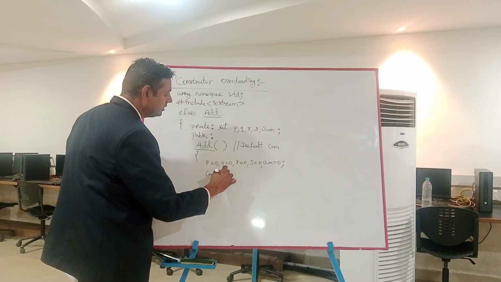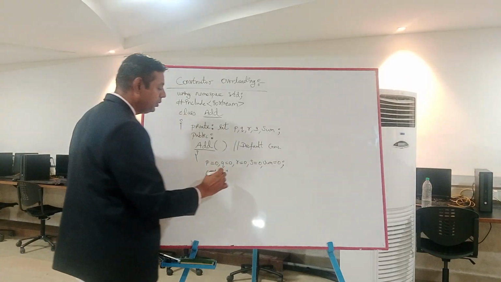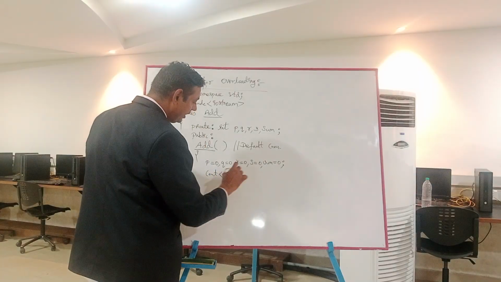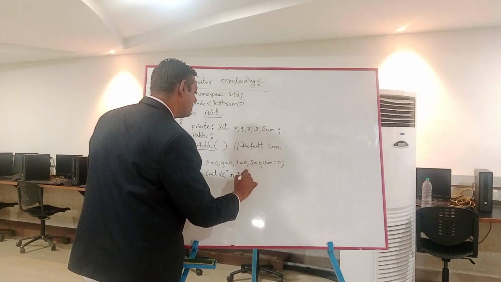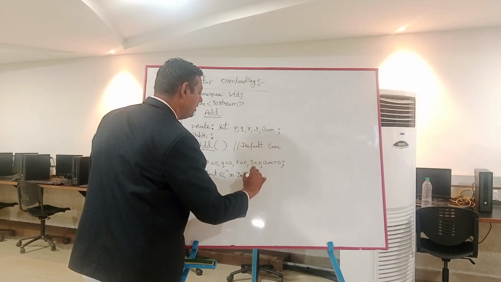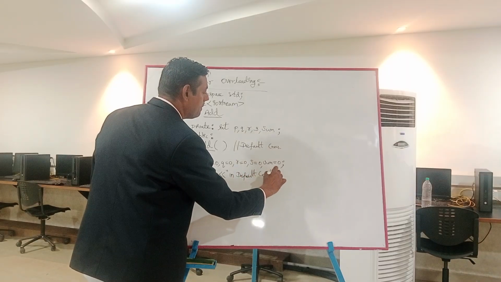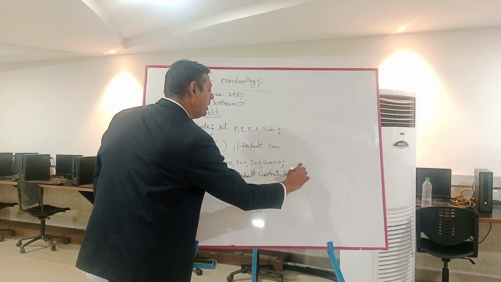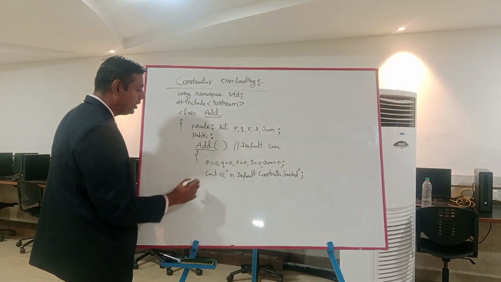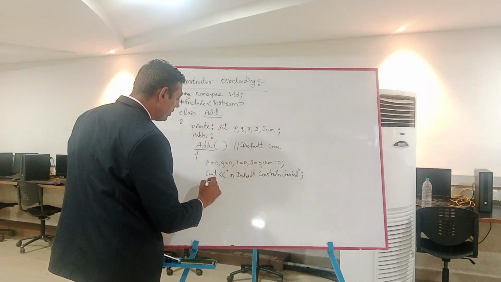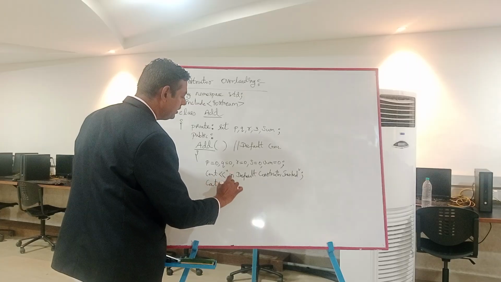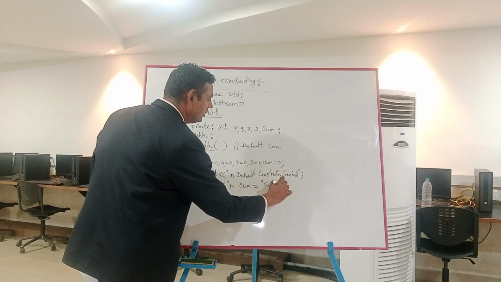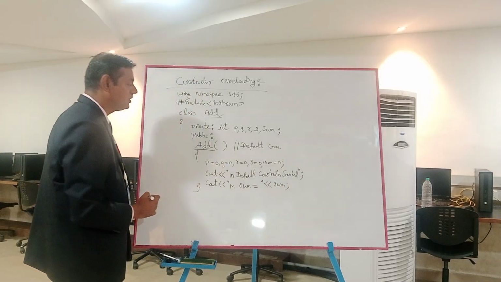To know whether this constructor is getting executed or not, I can simply use a cout statement. I can print "default constructor has been invoked". If you want to print the value of sum, you can print cout "initial value sum is equal to", output operator sum. So this is the default constructor.